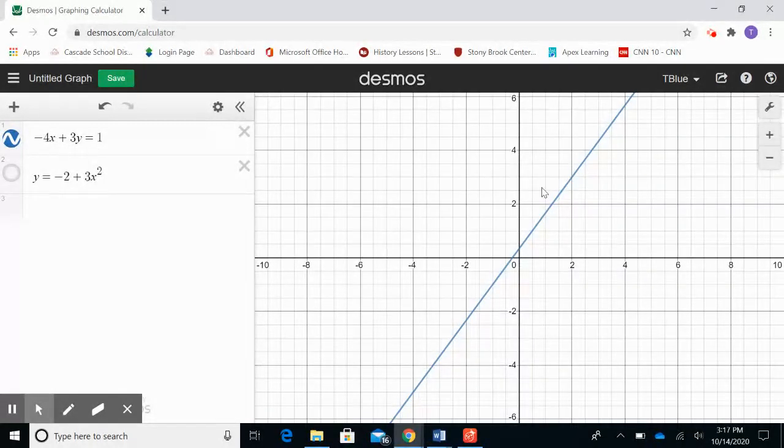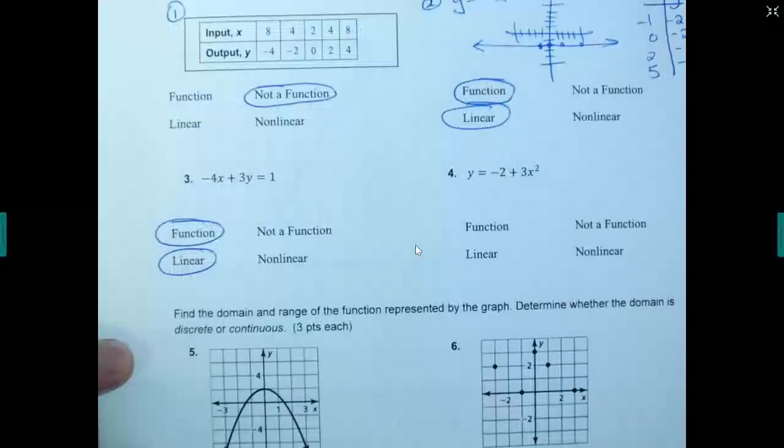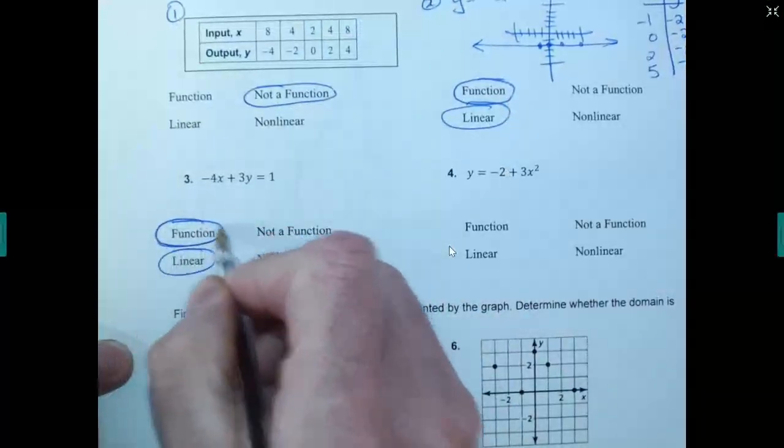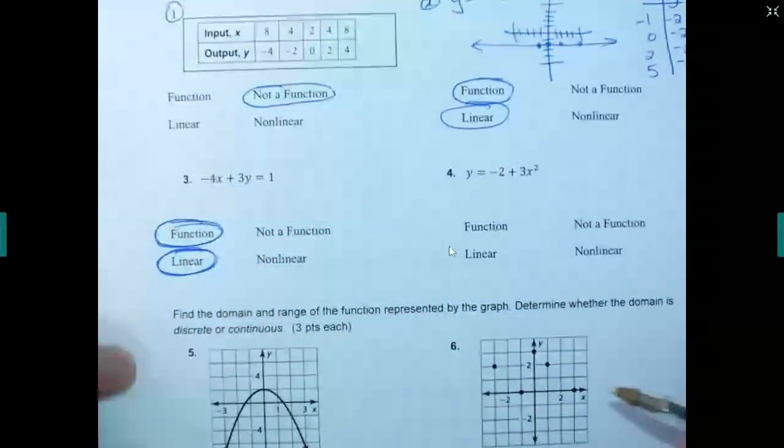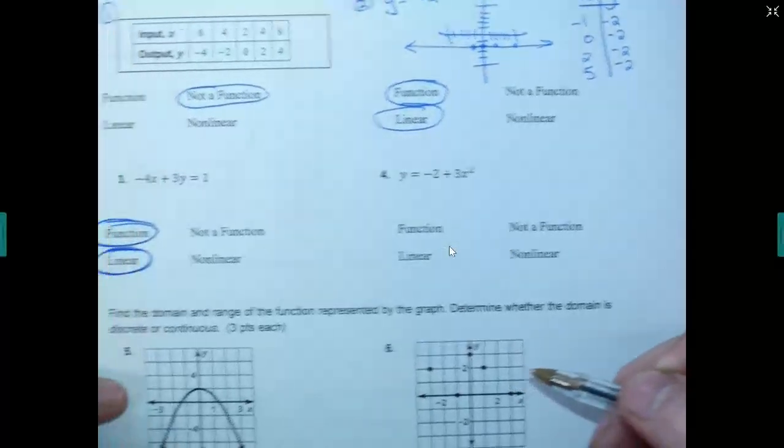So if I do my vertical line test and I run a vertical line across here, it doesn't hit anything. So it is a function. And yes, as a matter of fact, it is linear. It is a function, and it is linear. All right, let's go to this one.